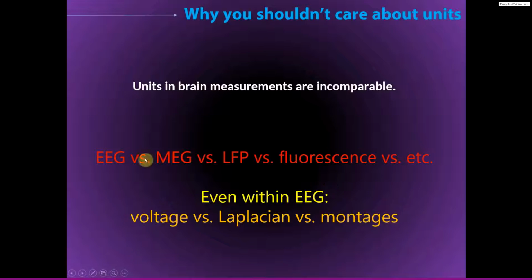Even within a single one of these methods, even just within EEG, it's already extremely difficult to compare the absolute voltage values. For example, if you have the raw voltage data versus if you apply the Laplacian, now the units have changed from microvolts to microvolts per square centimeter. And if you change the montage, comparing average reference versus earlobe reference versus Cz reference, the absolute values of the data will change.